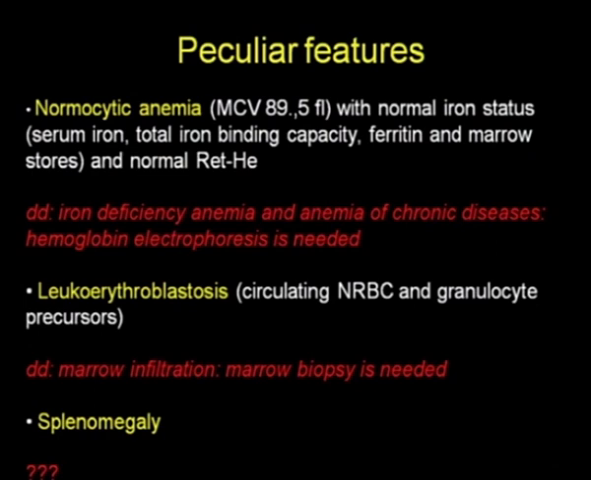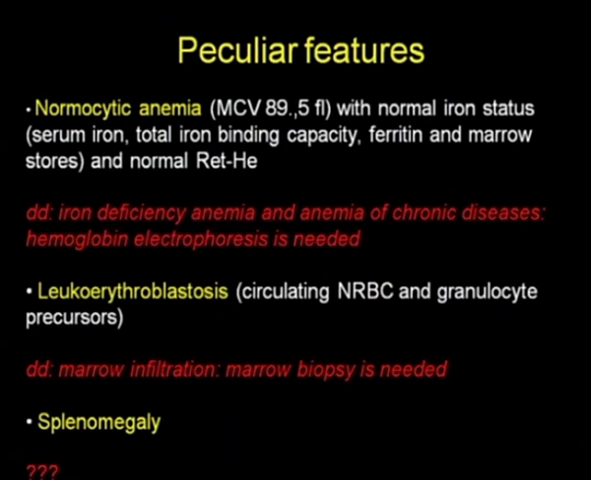The other peculiar features which should be explained, to be sure that this was the correct diagnosis, is the presence of leukoerythroblastosis. There were circulating NRBC. This is not typical. If you remember, metastatic cancer cells were not detected, neither in the bone marrow aspirate, nor in the biopsy. So why did he have leukoerythroblastosis?